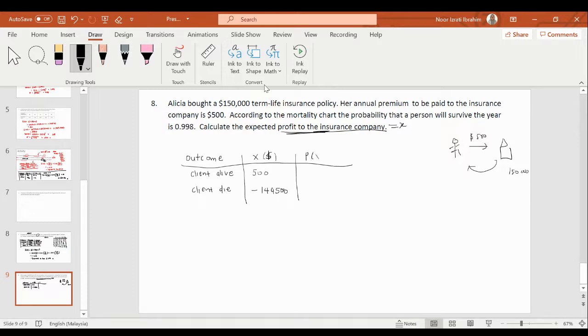And what is the probability? The probability is given. The person will survive with 0.998, and the other one becomes 1 minus 0.998, which is 0.002. So to find the E of X, it will be 500 multiplied by 0.998 plus negative 149,500 multiplied by 0.002. Then this will give you $200.